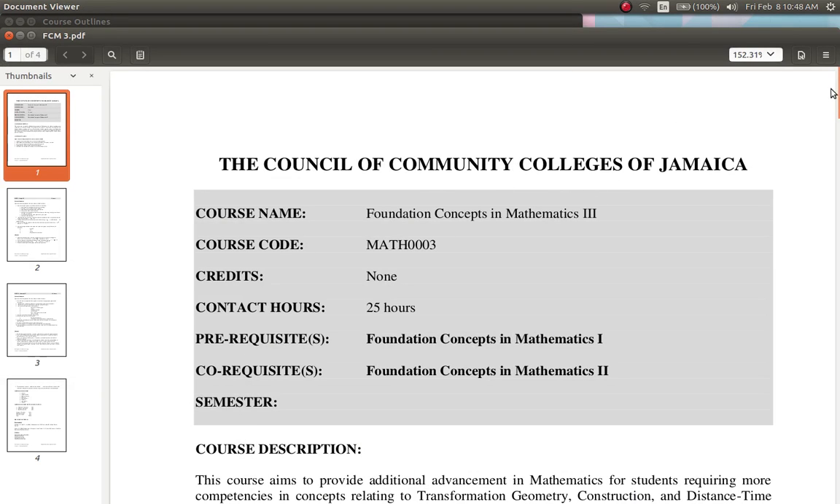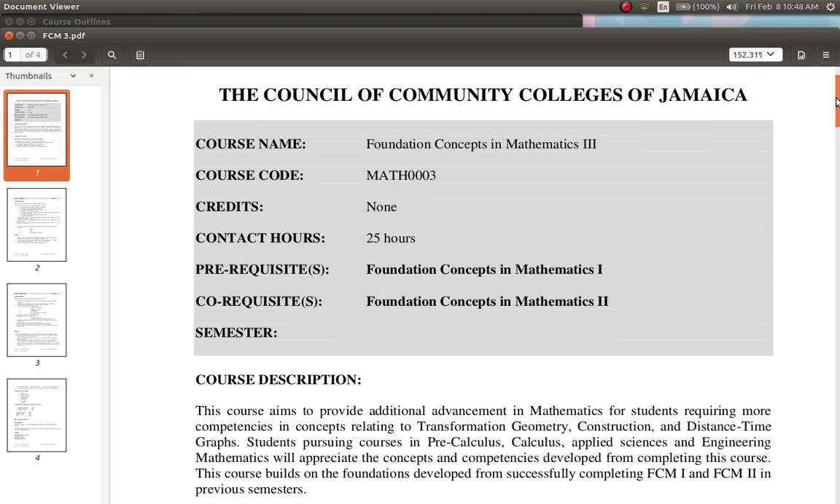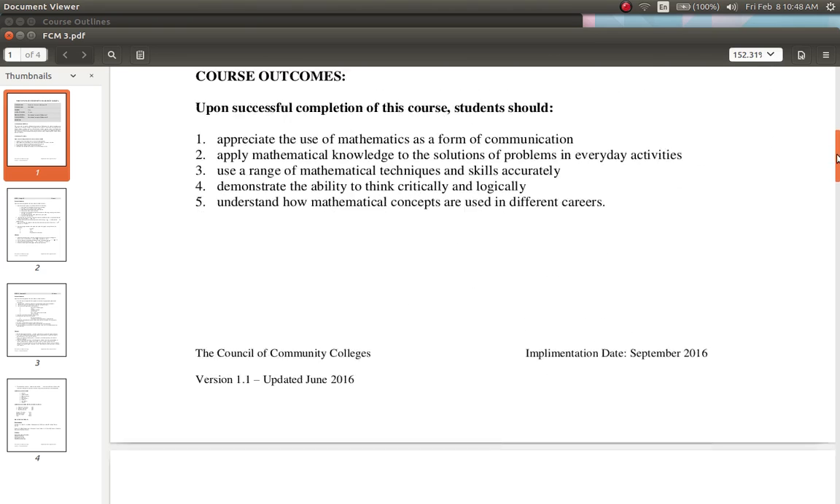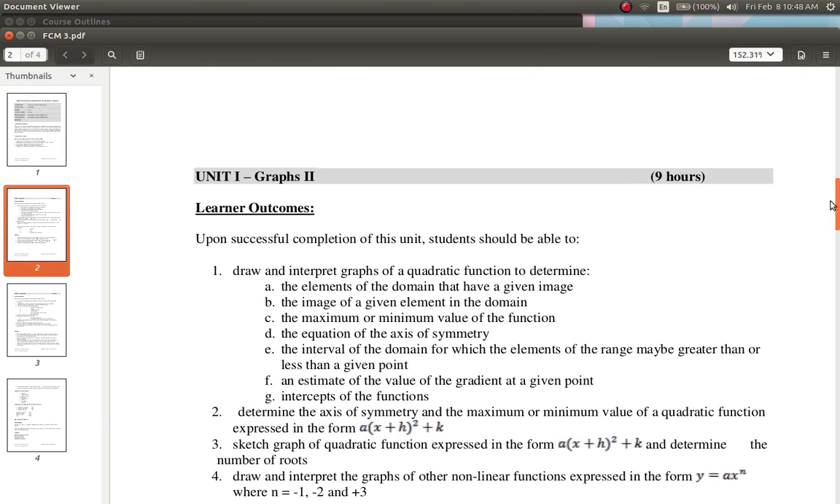Let's look at the first unit of the FCM3 syllabus, or the course outline rather. Upon successful completion of this unit, what you will be able to do: draw and interpret graphs of quadratic functions to determine, for example, the elements of the domain that have a given image of a given element in the domain, maximum or minimum value of the function, the equation of the axis of symmetry, and those things.